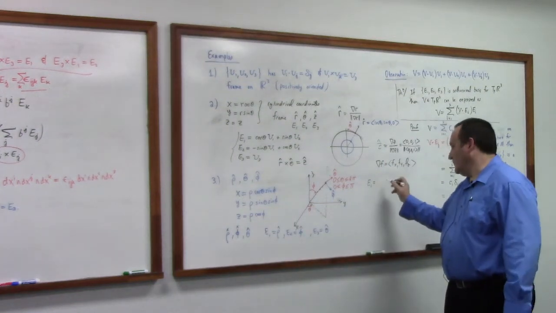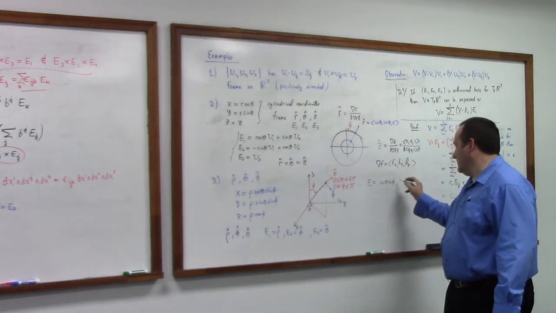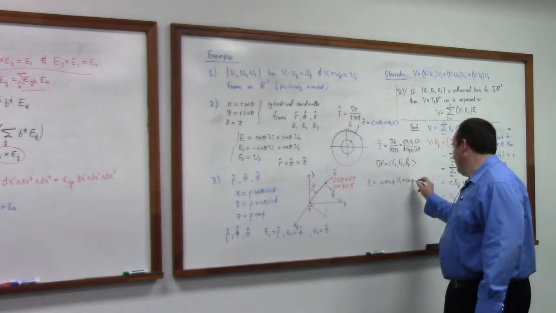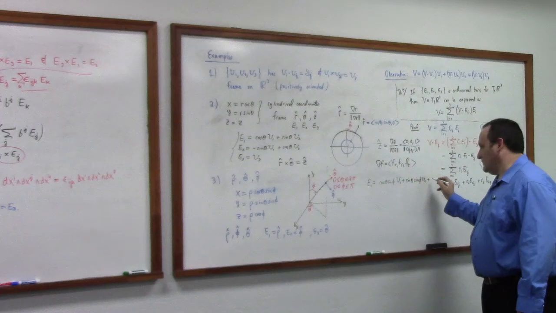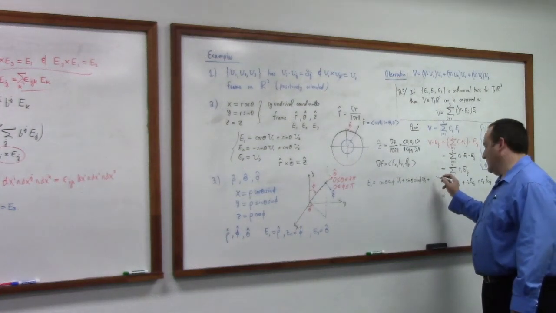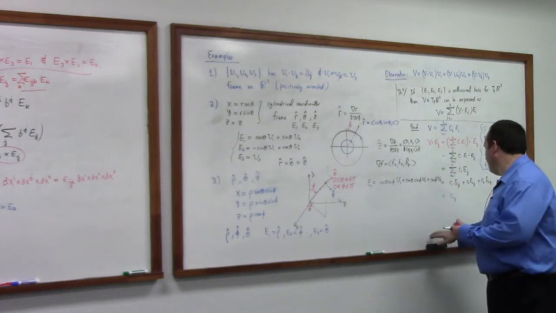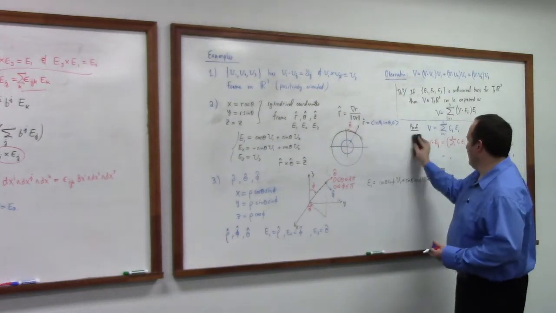E1 is nothing more than cosine theta sine phi U1 plus sine theta sine phi U2 plus cosine phi U3. All right?